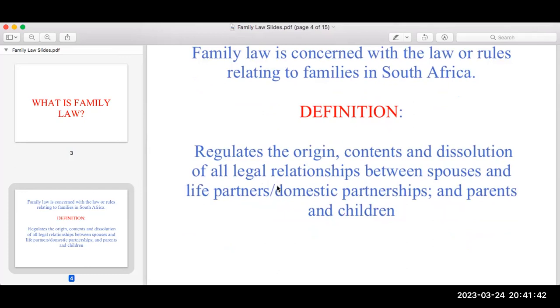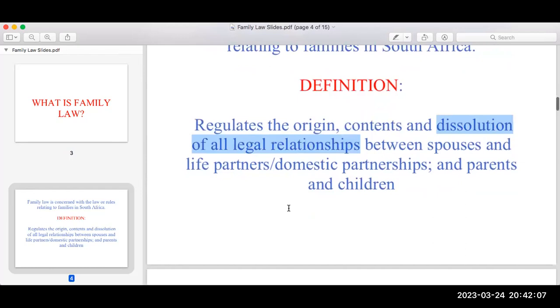You can obviously try and summarize it, break it down in your own words, that's how you can understand it. So the dissolution of legal relationships is like divorce, it's when the relationships end between spouses and life partners and domestic partnerships.